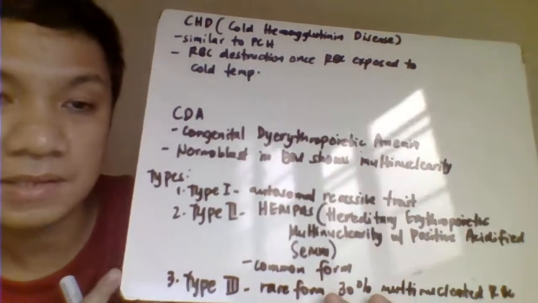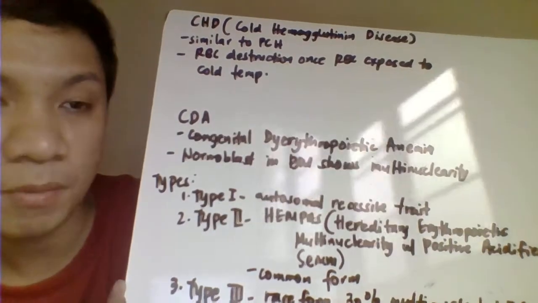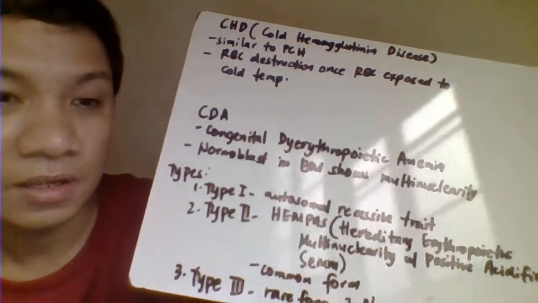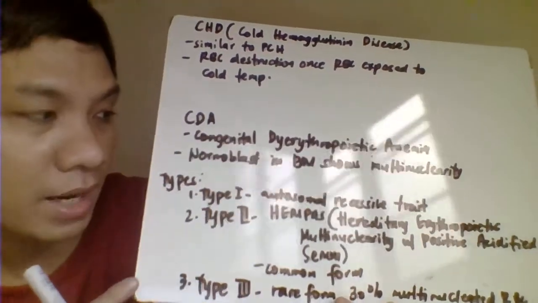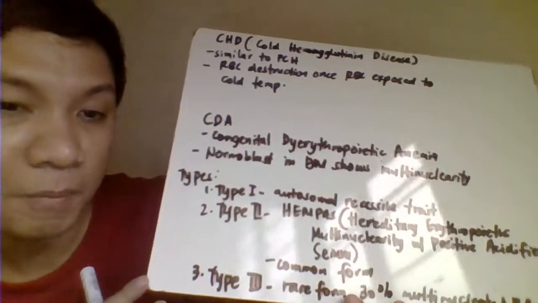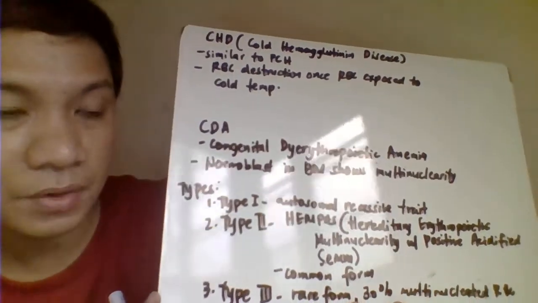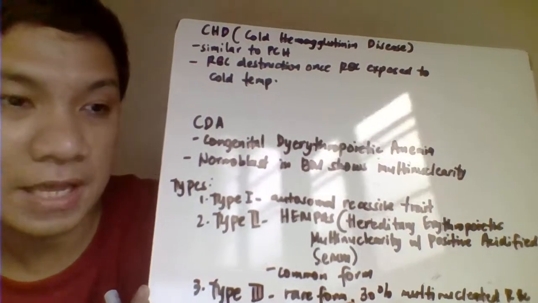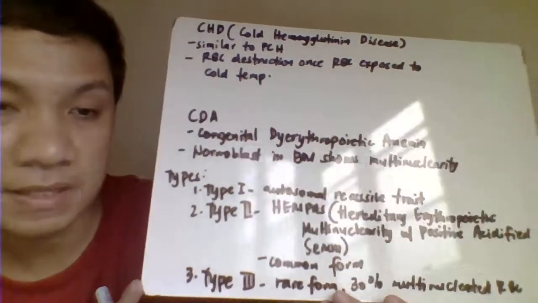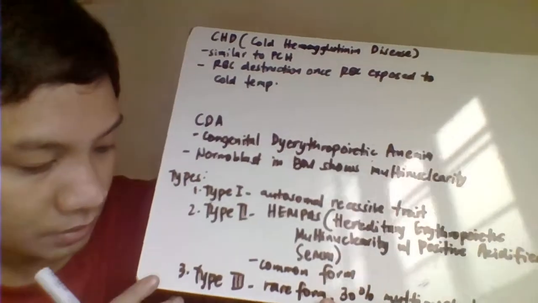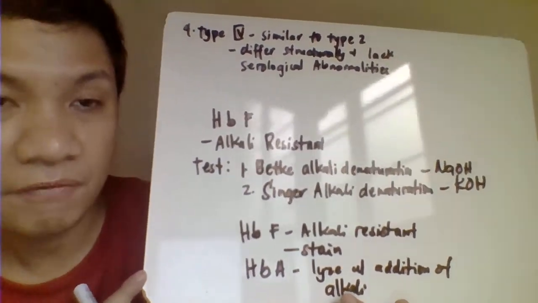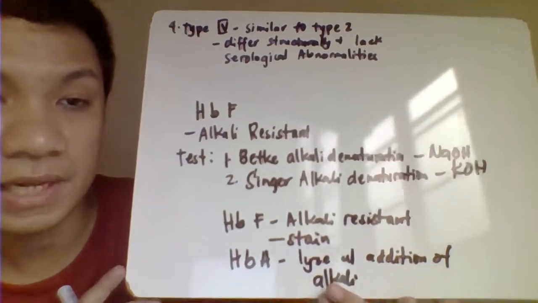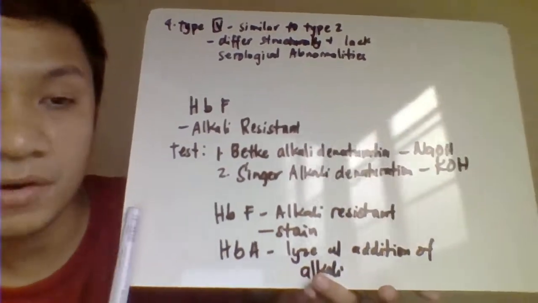Then CDA, congenital dyserythropoietic anemia, is characterized by young RBCs in the bone marrow with several nuclei, multinucleated. We have types. Type 1 is your autosomal recessive trait. Type 2 is the most common form, which is characterized by HEMPAS, hereditary erythroblastic multinuclearity with positive acidified serum test. Type 3, on the other hand, is the rarest form. Type 4 would resemble type 2, only that it differs in structure and even in the serological testing result.